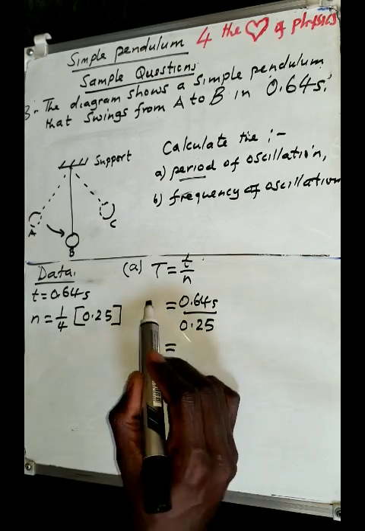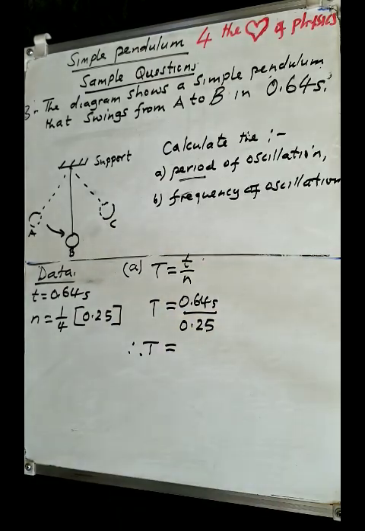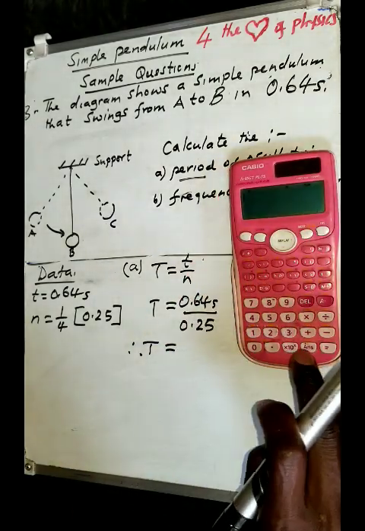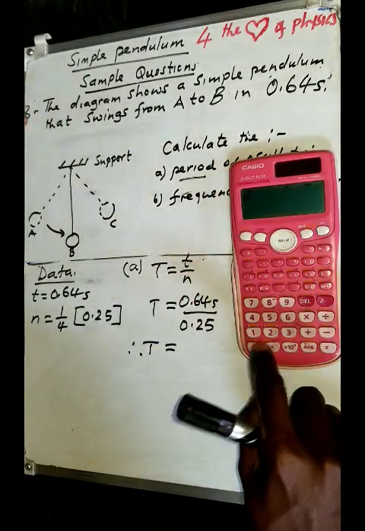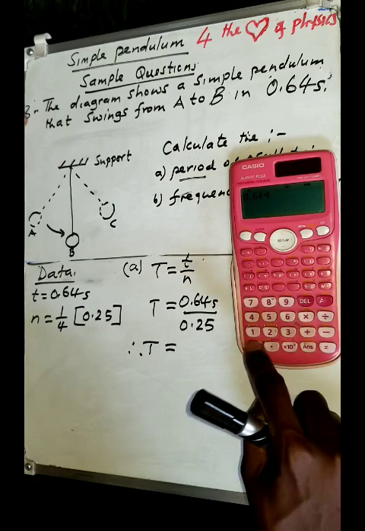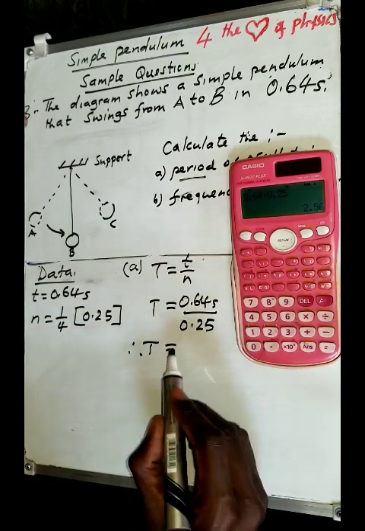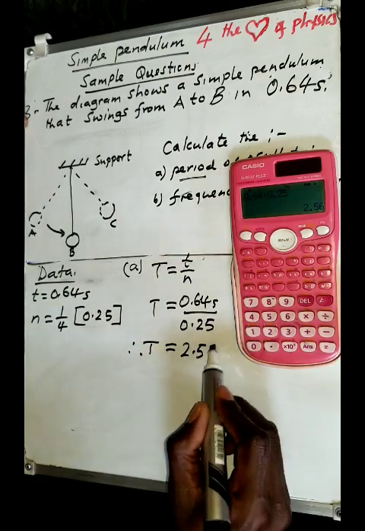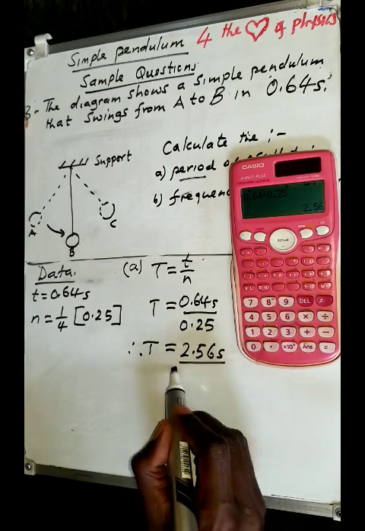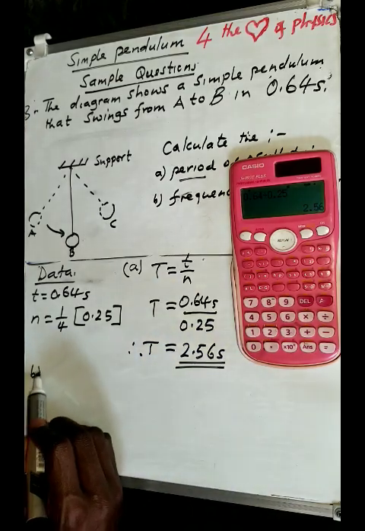So if you notice there, when you punch it into the calculator, 0.64 divided by 0.25, that will give you 2.56. And remember, the SI unit is seconds. That's what we mean there.